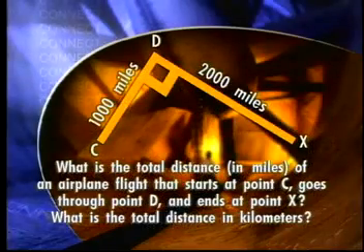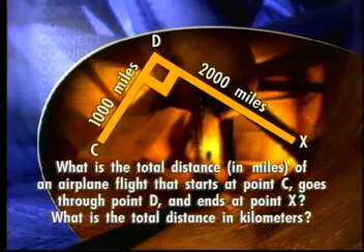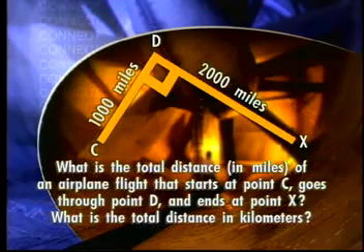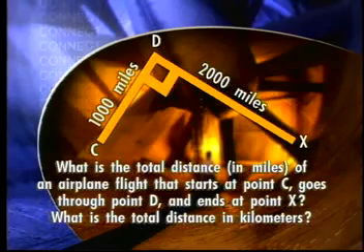Okay, now, look carefully at the data and using the information in the following diagram, work with your fellow students to answer the questions as read aloud by Mr. Rodney Slater, Secretary, U.S. Department of Transportation. What is the total distance in miles of an airplane flight that starts at point C, goes through point D, and ends at point X? What is the total distance in kilometers? Now here's a hint. Use the formula to convert miles into kilometers.